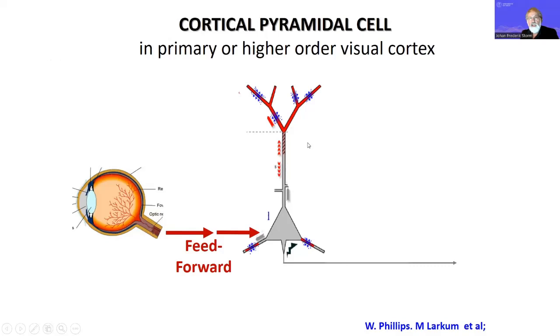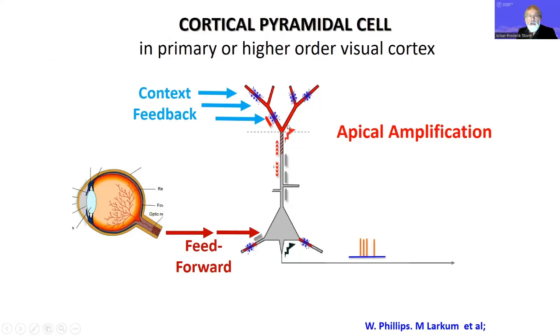So when we have both feedforward input and context and feedback information that fits with the feedforward input, then we have this explosive activity that causes a burst of high frequency action potentials to be generated in the axon initial segment and travel to the other cells in the network.